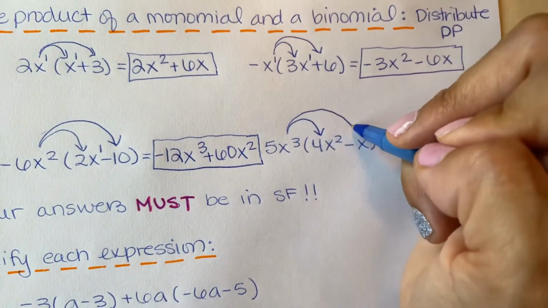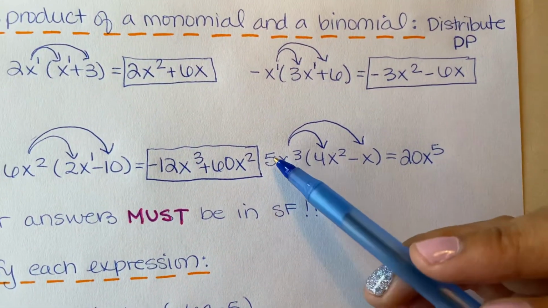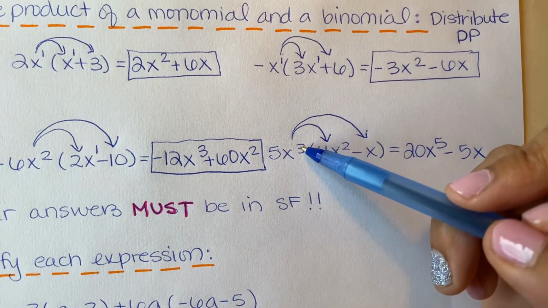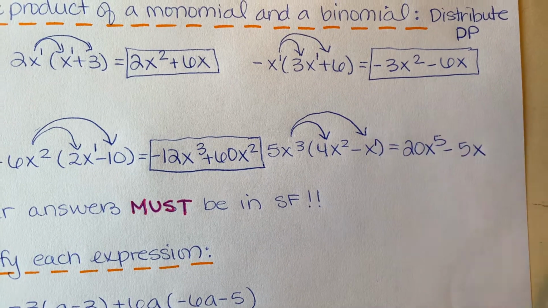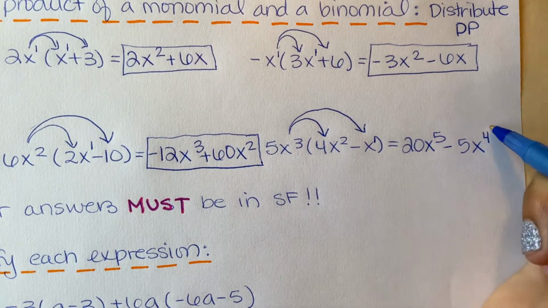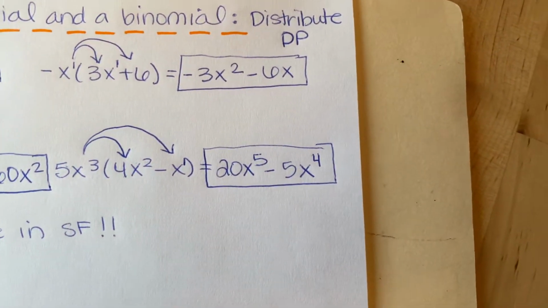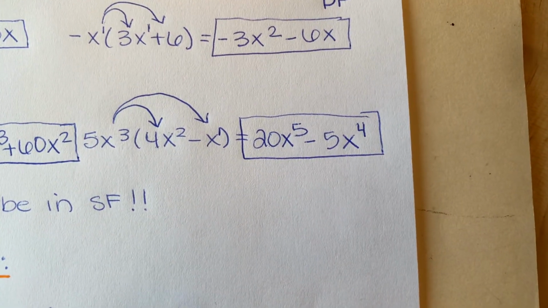Okay, so now, next term. 5 times negative 1, negative 5. X to the 3. This is really a 1. 4. So 20x to the 5th minus 5x to the 4th, and that is your answer.